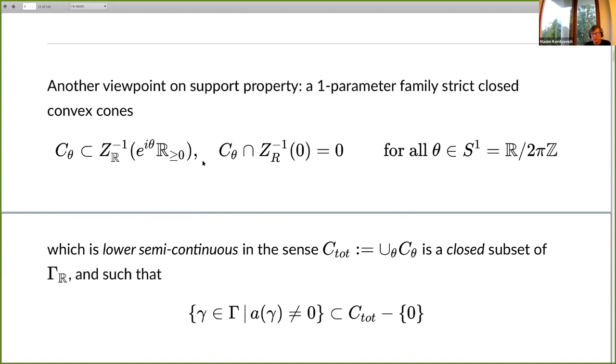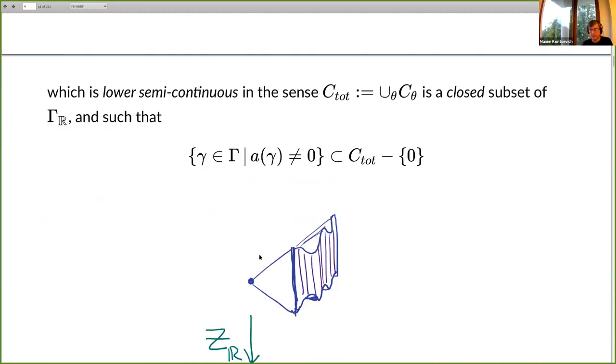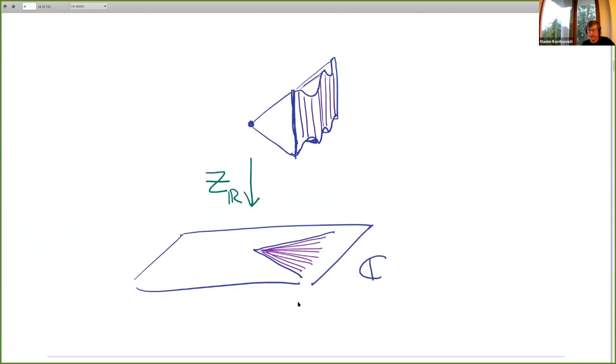And this family of cones should be some kind of lower semi-continuous. The definition is the union, I just call it C total, a certain subspace in gamma tensor R, is a closed subset, and C total minus zero will contain all the support of my elements A gamma. Let me just draw some picture.